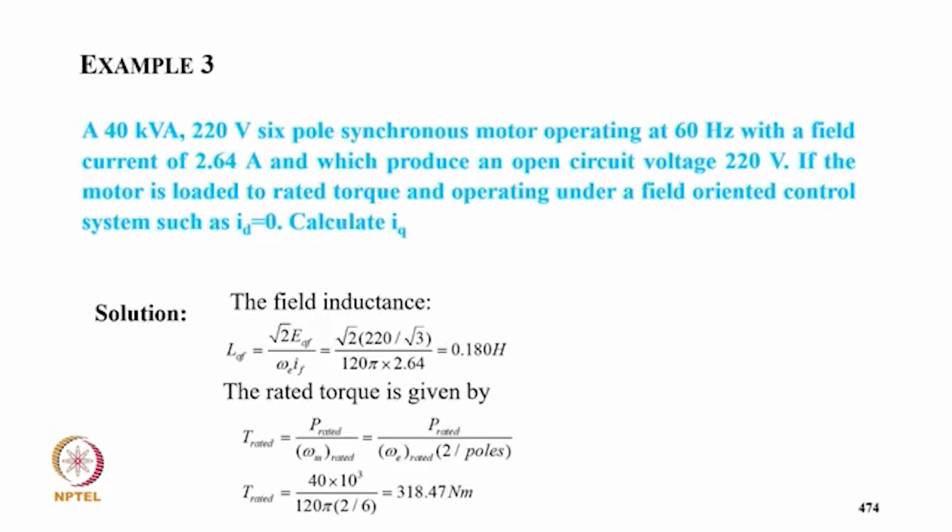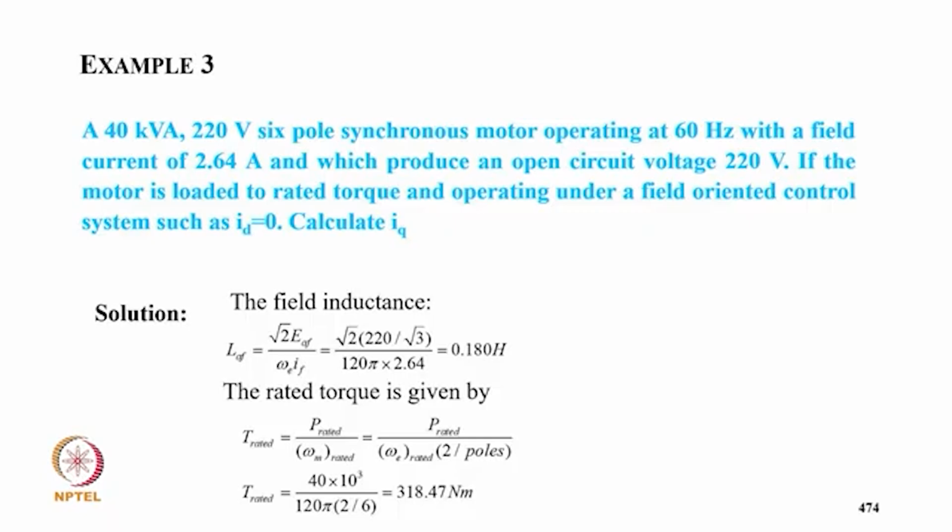Coming to example 3: a 40 kVA, 220 volt, 6 pole synchronous motor operating at 60 Hz with a field current of 2.64 ampere, which produces an open circuit voltage of 220 volt. If the motor is loaded to rated torque and operating under a field oriented control system with Id equal to 0, calculate Iq.